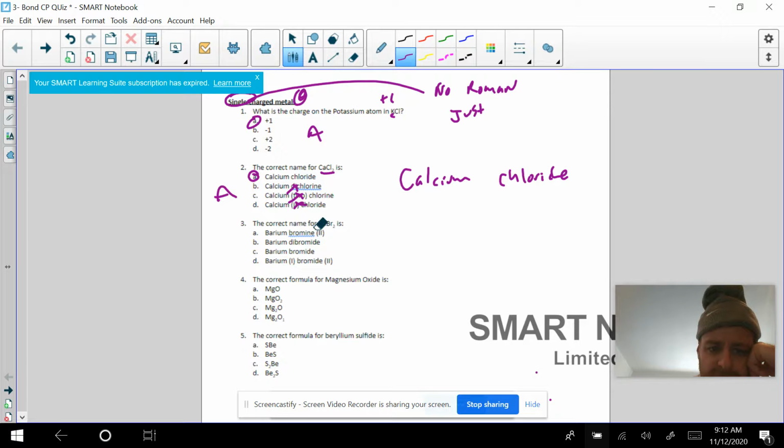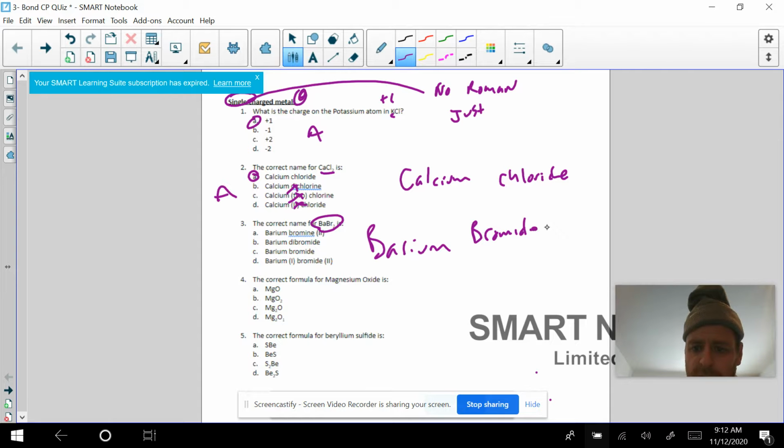Single charged metal section, just write out the name. Barium bromide. That's it. That's all you have to do. No Roman numeral or nothing. Answer is C. All right, so when we're doing formula writing, this time we're going the other way.